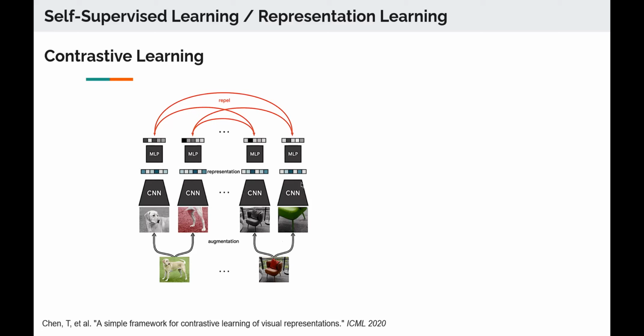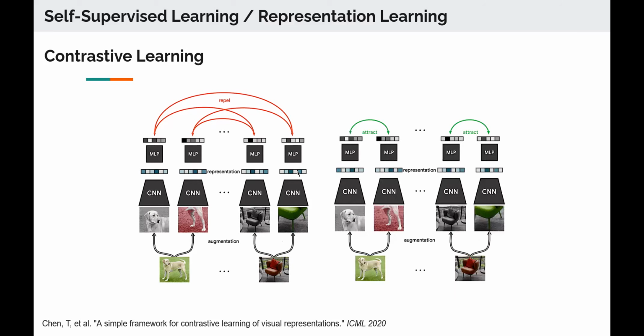And now what we are going to do is we are going to ask that this representation that we have here be different from these representations, because this representation belongs to a dog and these representations belong to a chair. So we're going to repel the representation of one class from the representations of the other classes. As well, we're going to attract the representations of the same class, because we know that ultimately, although they look like different images here, they belong to the same class. So we would like these representations to cluster together.